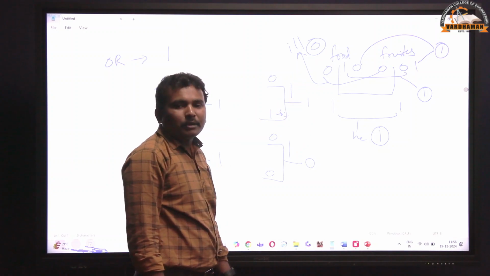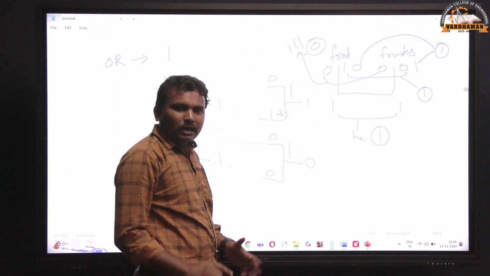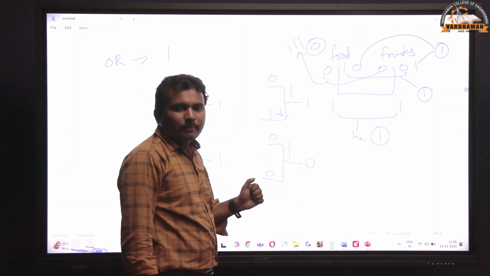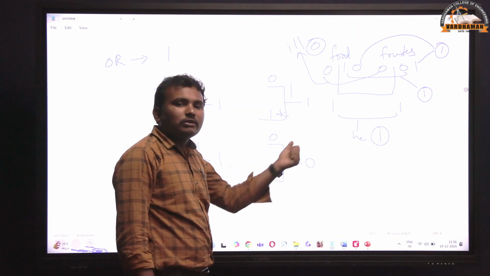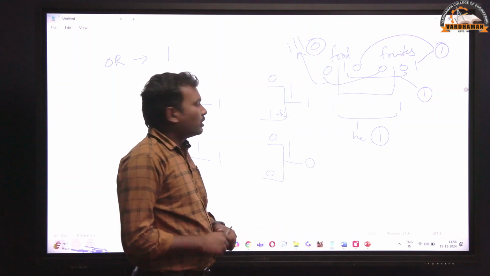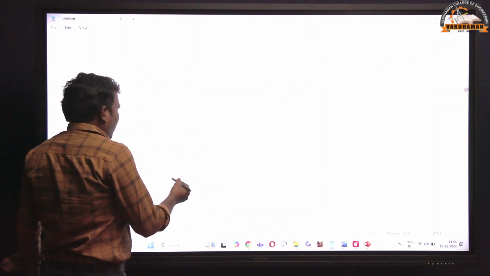So that is the OR operation. If you take any one thing, that is sufficient. If any of the inputs is 1, then the outcome is 1. Or if both inputs are 1, then also you will get 1. But if both inputs are zeros, you will get the outcome as 0. That is the OR operation.